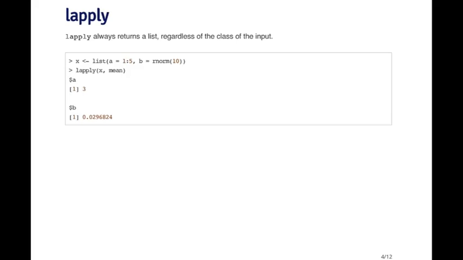So here's a simple example. I'm creating a list with two elements. The first one's called A, and it's a sequence from 1 to 5. The second one is called B, and it's 10 normal random variables. Now what I want to do is loop over this list of two elements and apply the mean function to each of those elements. When I call lapply on x and apply the mean function, I get another list back, and notice that the list has the same names as the original list, A and B. But now I get the mean of the first element and the mean of the second element. And so that's how lapply works.